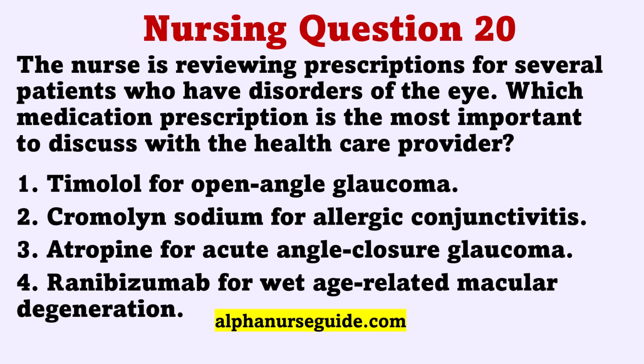The correct answer is 3. Atropine for acute angle closure glaucoma. Atropine should not be used for acute angle closure glaucoma. Atropine causes dilation of the pupil, which impedes outflow of aqueous humor and increases intraocular pressure. This action could precipitate or worsen the condition.